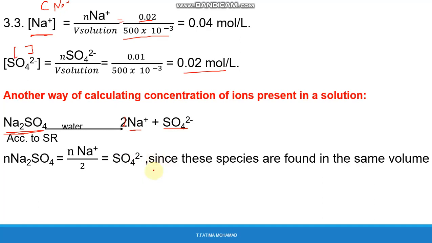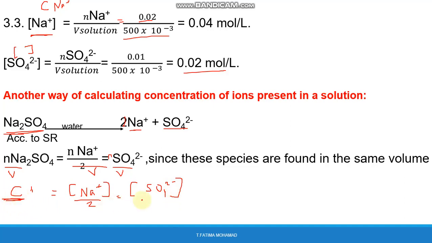Since these species are found in the same volume, let's divide them all by the same V. What we will get is that the concentration of Na2SO4 equals the concentration of Na+ over 2, which equals the concentration of SO4 2-. So you just have to have the concentration of Na2SO4 to get these concentrations.